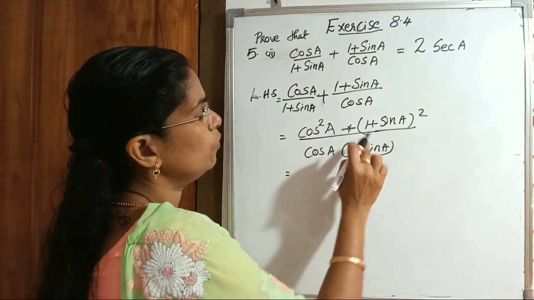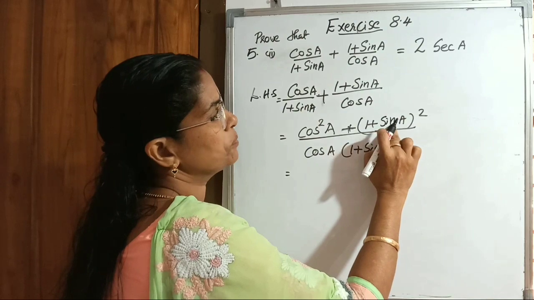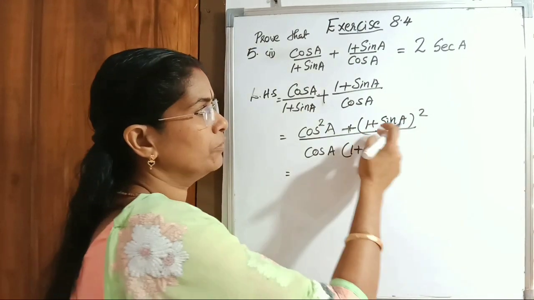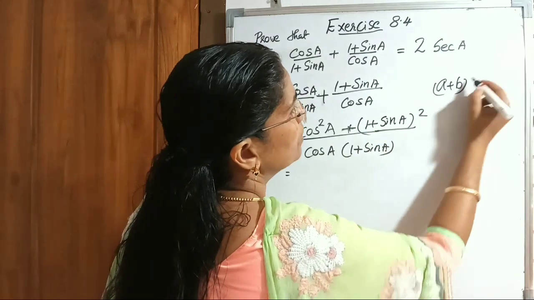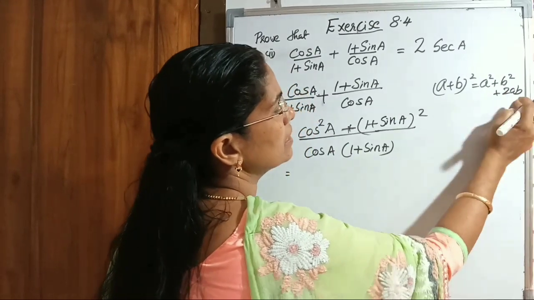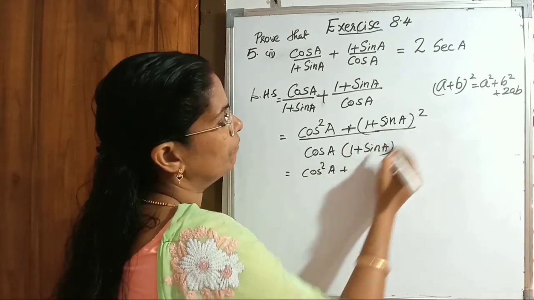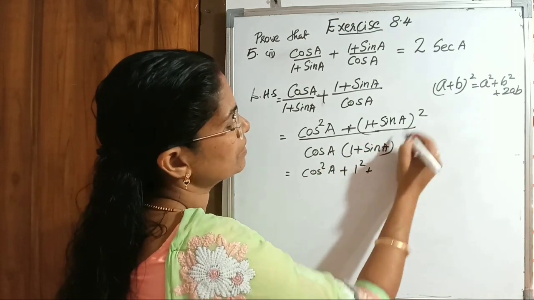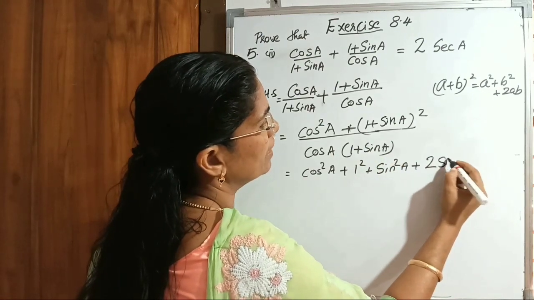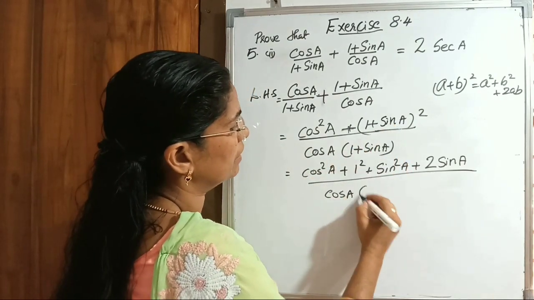Now in the numerator 1 plus sin a whole square is there. Just expand using the algebraic identity a plus b whole square, that we have to remember now. A plus b whole square is equal to a square plus b square plus 2ab. This identity we are applying here. So this becomes 1 square plus sin square a plus 2 into 1 into sin a. Using the identity we expand. Denominator there is no change.